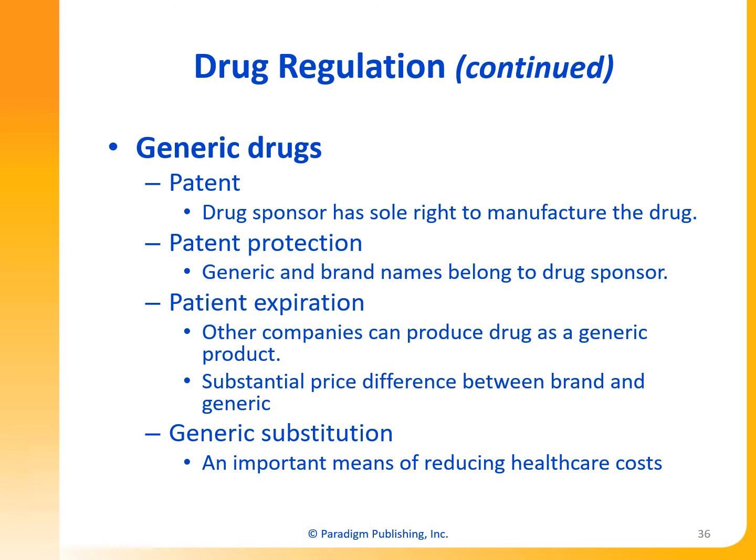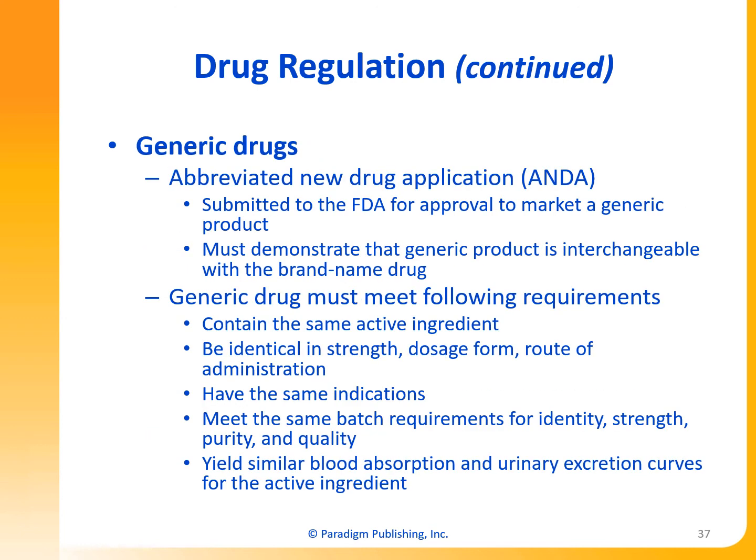So the patent protection is generic and brand names belong to that drug sponsor. The patent expiration is other companies can produce the drug as a generic product, substantial price difference between brand name and generic, and then the generic substitution, an important means of reducing healthcare costs. Abbreviated New Drug Application, or ANDA, is submitted to the FDA for approval to market a generic product. They must demonstrate that the generic product is interchangeable with the brand name drug.